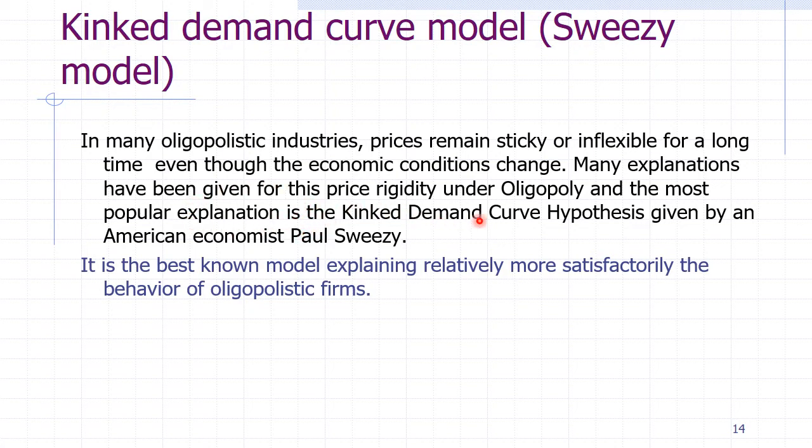The most popular explanation is the kinked demand curve hypothesis, which was given by an American economist, Paul Sweezy. That's why we call this model the Sweezy model. It is the best known model explaining relatively more satisfactorily the behavior of oligopolistic firms, why they have the price rigidity feature.